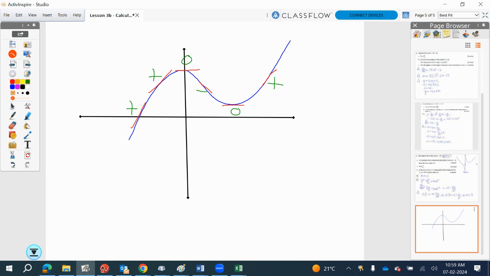What could we say about the derivative here at this point? It's going to be positive. Why? The derivative is the gradient. Where is the derivative going to be negative? When the slope is decreasing? Which is where? Between the two zeros.